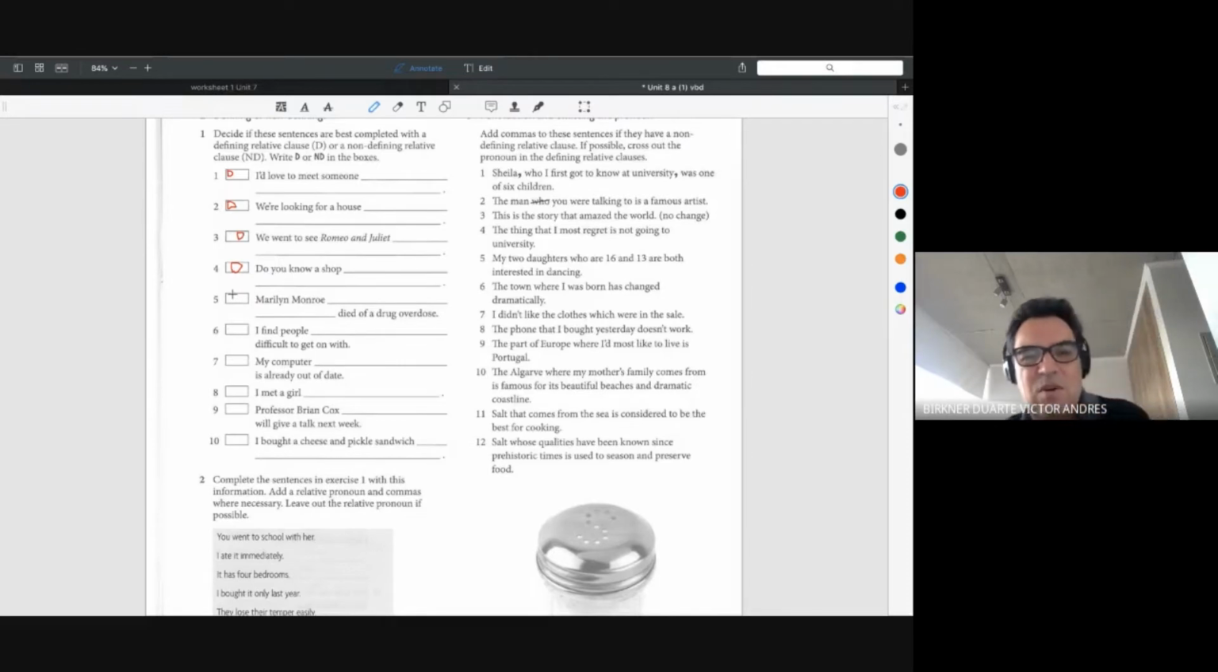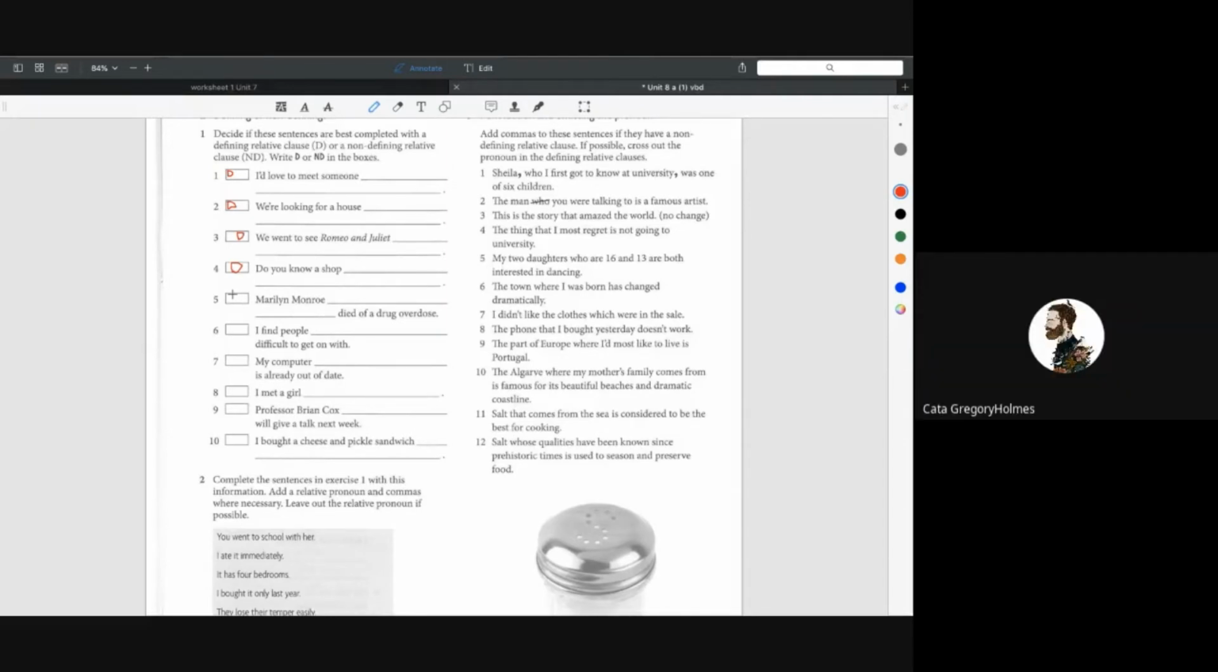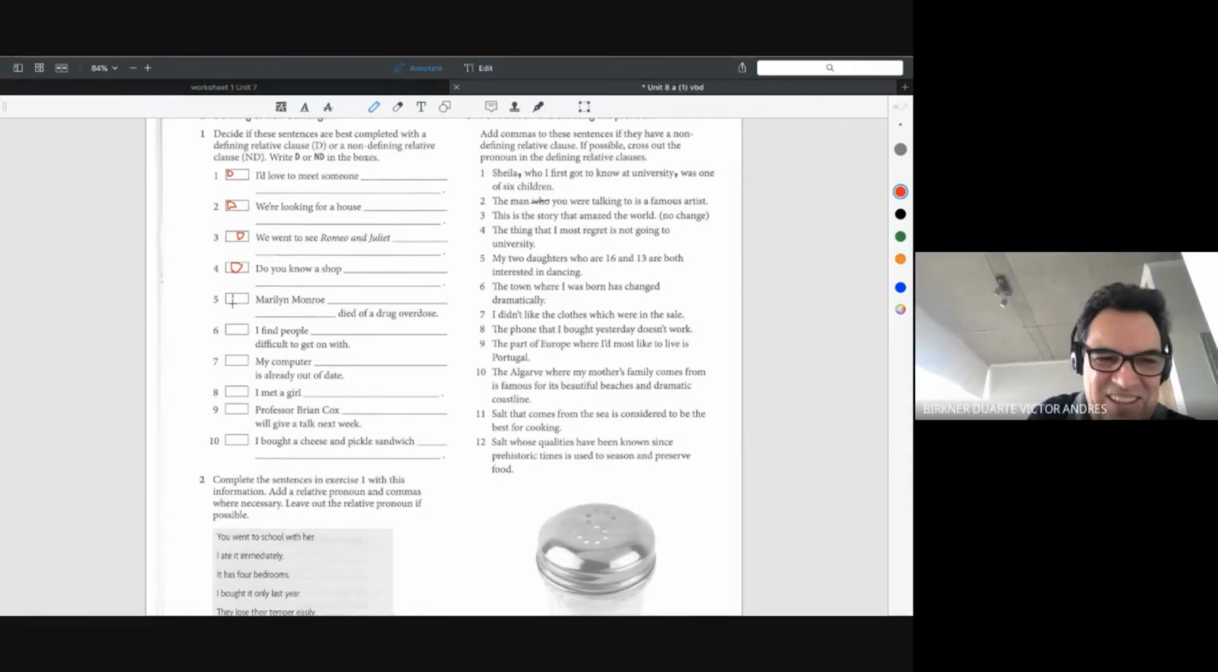Number 9, Marilyn Monroe died of a drug overdose. I think this is easy. That one's a non-defining. Yeah, that would be the ND. Sorry for my handwriting because I'm using the computer and I'm not very good at it.